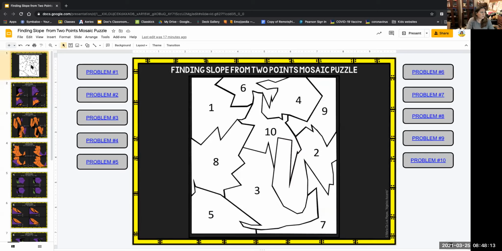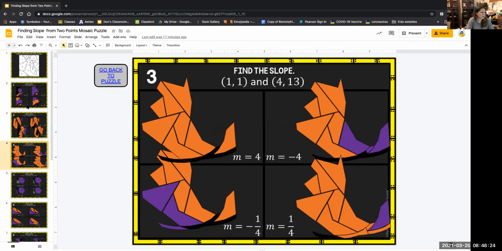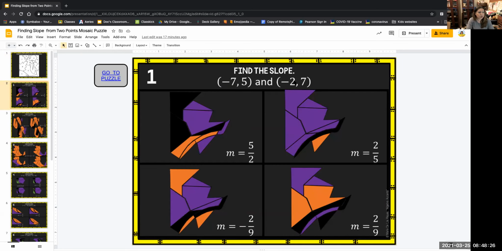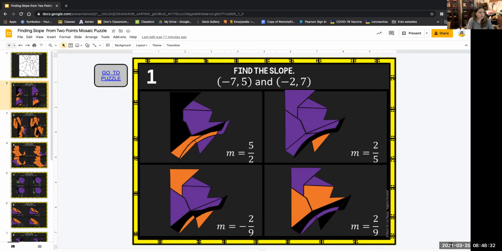But the way it works, if you look, it has this slide right here, which is like a puzzle piece. You can click on here and it'll send you to each one, or you can just click on the slides down here. What you're going to do is find the slope for each one of these questions. The 2 points are up here, and you're obviously going to need paper to be able to do this.